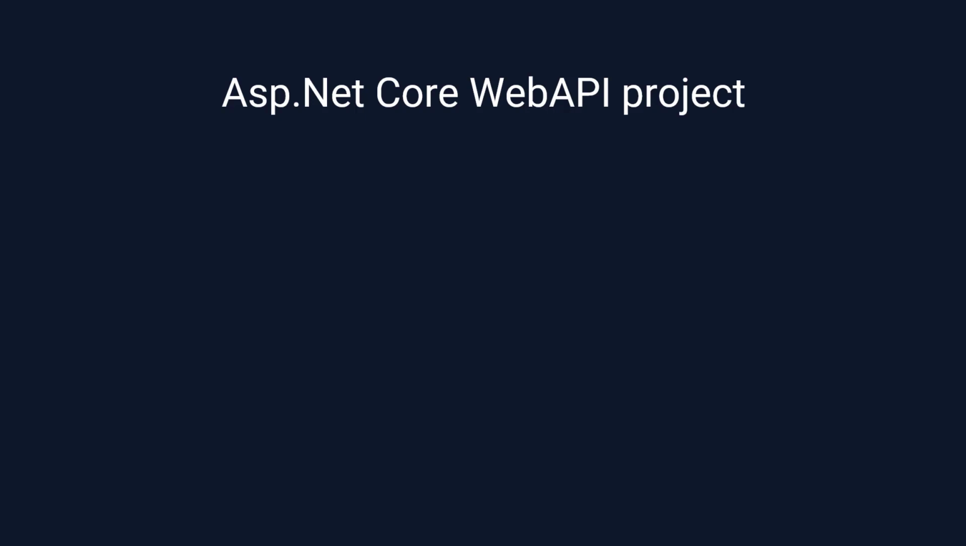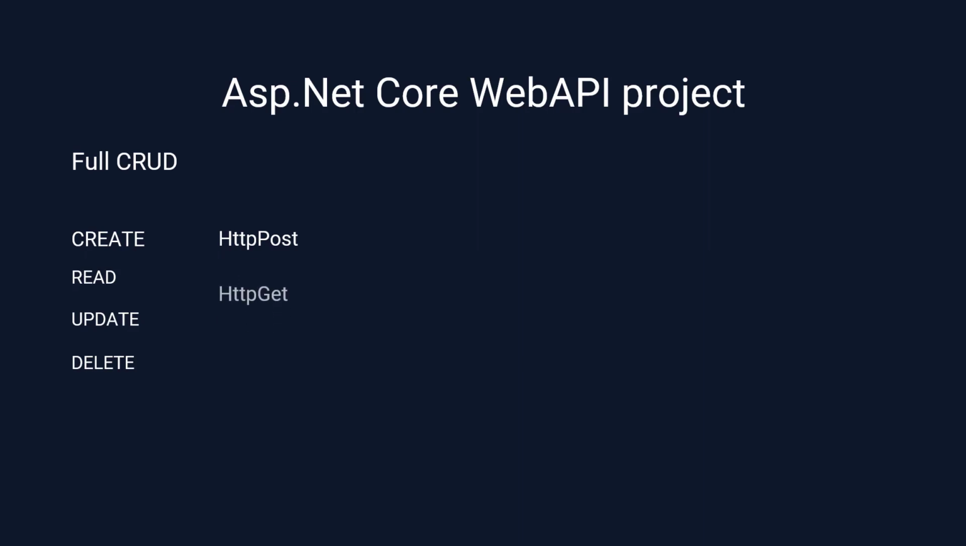In this video we are going to create a new ASP.NET Core Web API project, and in this project we will implement full CRUD functionality. As you know, CRUD stands for create, read, update and delete, and for each one we can use a different HTTP method. So for create we can use HttpPost, for read we can use HttpGet, for update we can use HttpPut or HttpPatch, and for delete we can use HttpDelete.